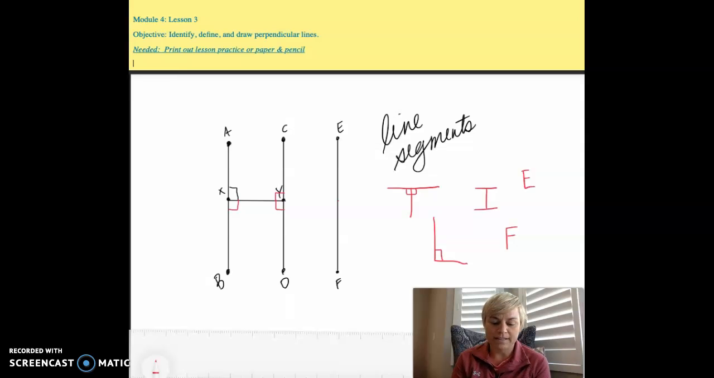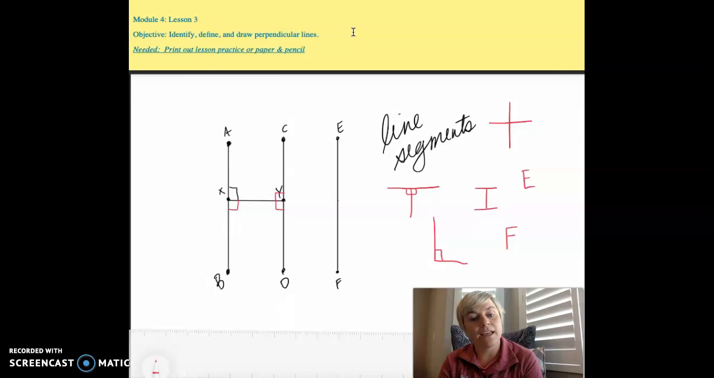Now, when 2 lines meet and they form a right angle, those 2 lines are called perpendicular. What are they called, everyone? Perpendicular. If you look at our objective today, we are going to identify, define, and draw perpendicular lines. So what are perpendicular lines? Well, I always think of a plus sign. A plus sign is a great example of perpendicular lines, or these letters, because the way that the lines meet up, they make right angles. When they make right angles, they are then perpendicular lines.